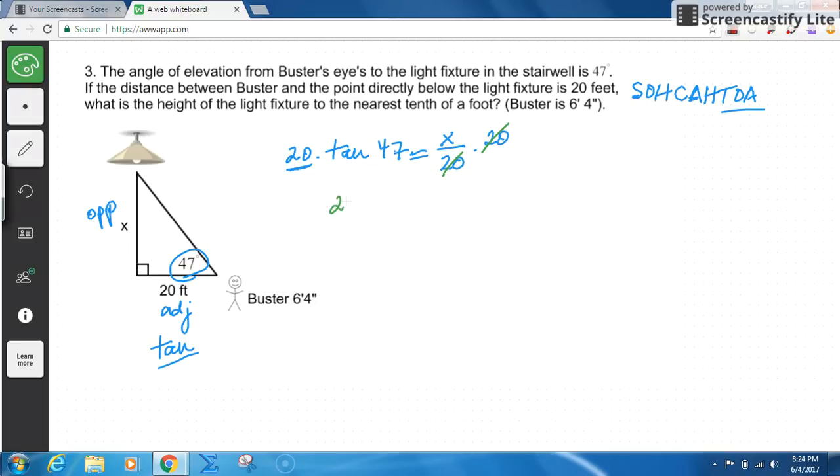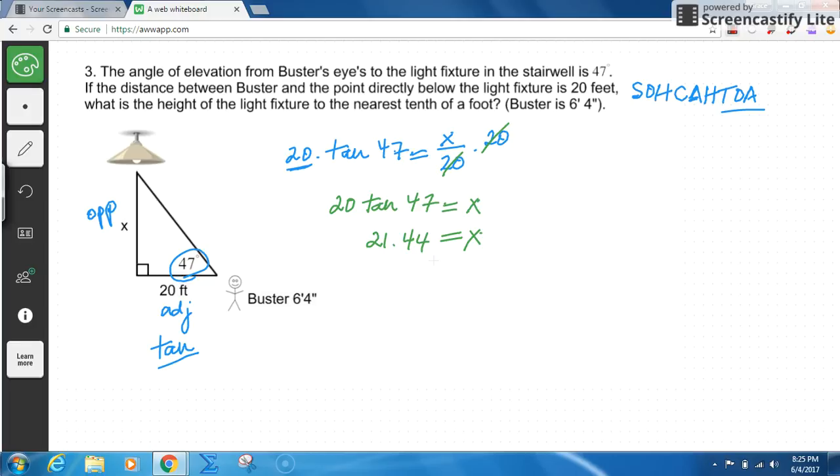So right now we have 20 tangent of 47 equal to our x. And that's what you want to put in your calculator in this exact order. 20 times tangent of 47 degrees. And I know that it says round our answer to the nearest tenth of a foot, but for now, let's keep it to the nearest hundredth. We don't want to cut off too many numbers to begin with. And when we put this in our calculator, we get 21.44.